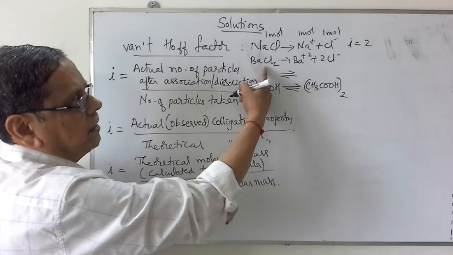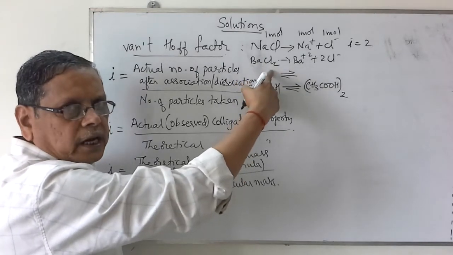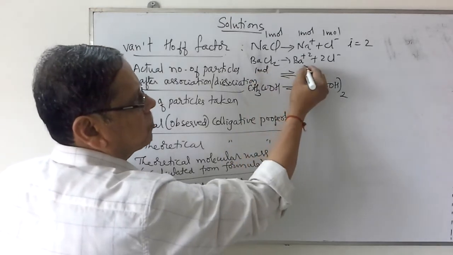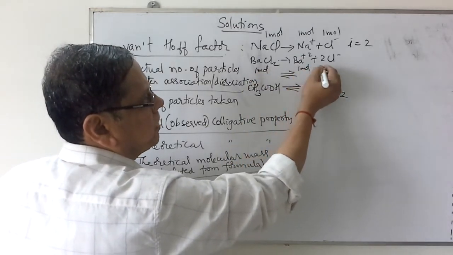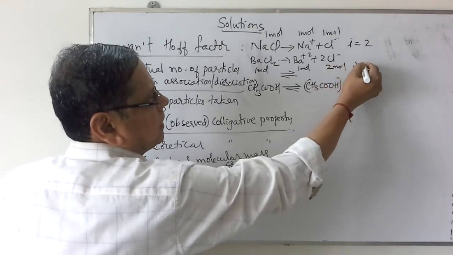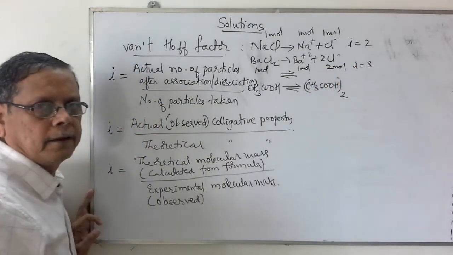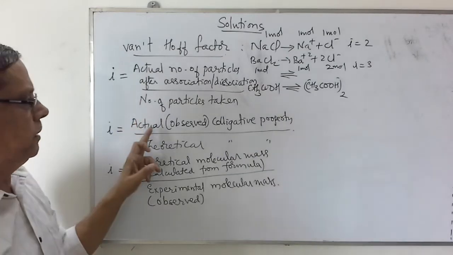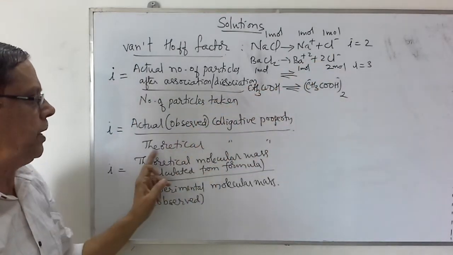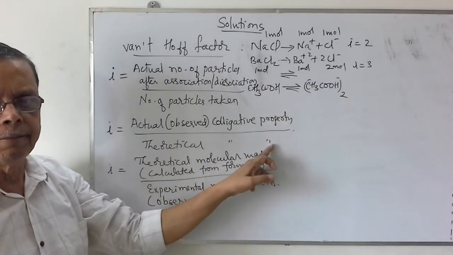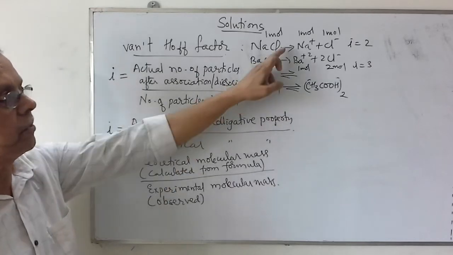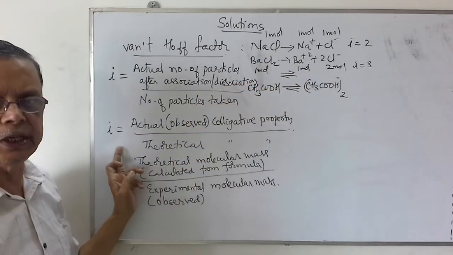If barium chloride also is considered as a strong electrolyte, if you start with 1 mole, it completely dissociates to give rise to 1 mole of barium ion and 2 moles of chloride ion. So the Van't Hoff factor will be 3 for this one. So the actual colligative property will be 2 times as compared to the theoretical colligative property. So the Van't Hoff factor for sodium chloride will be 2. For barium chloride it is 3.